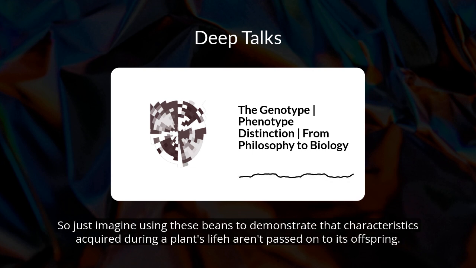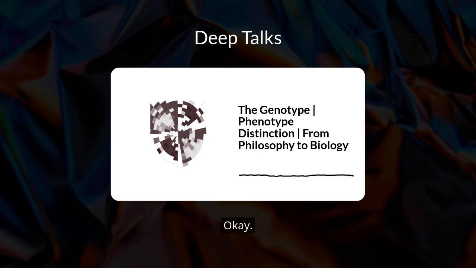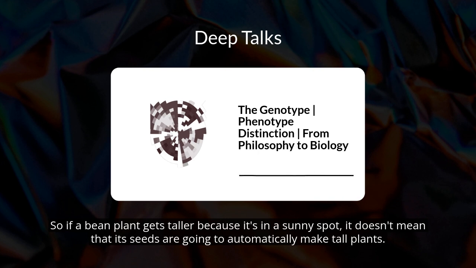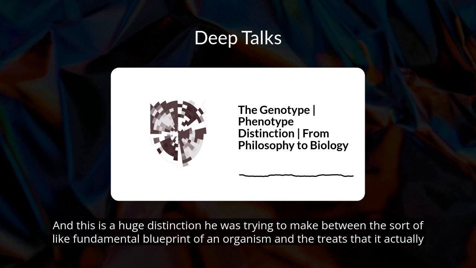So just imagine using these beans to demonstrate that characteristics acquired during a plant's life aren't passed on to its offspring. Okay, so if a bean plant gets taller because it's in a sunny spot, it doesn't mean that its seeds are going to automatically make tall plants. Yeah, that's exactly what he was showing. And this is a huge distinction he was trying to make between the fundamental blueprint of an organism and the traits that it actually ends up having.